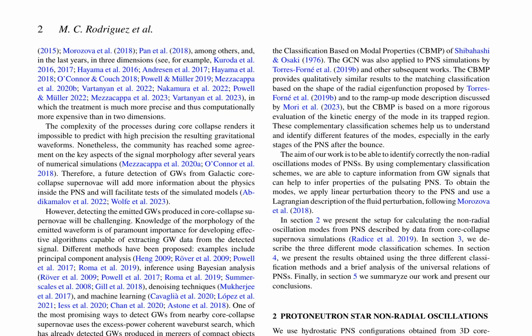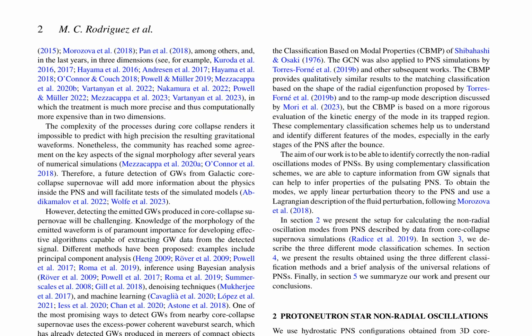The paper also discusses the complexity of the processes during core collapse, which renders it impossible to predict with high precision the resulting GW waveforms. However, the community has reached some agreement on the key aspects of the signal morphology after several years of numerical simulations. The authors use a theoretical framework developed to study stellar perturbations to describe the GW signal of a supernova as the superposition of the oscillation modes of the PNS.